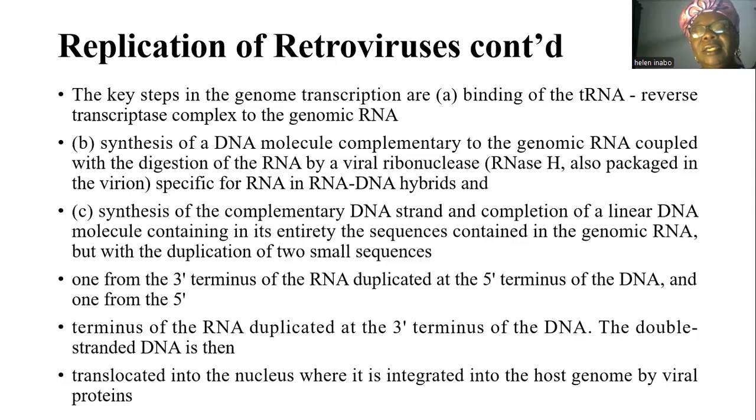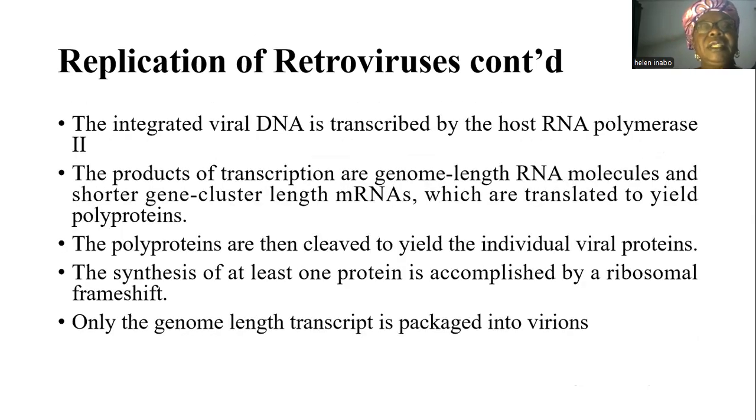molecule containing in its entirety the sequences contained in the genomic RNA, but with the duplication of two small sequences. One from the 3' terminus of the RNA duplicated at the 5' terminus of the DNA, and one from the 5' terminus of the RNA duplicated at the 3' terminus of the DNA. The double-stranded DNA is then translocated into the nucleus, where it is integrated into the host genome by viral proteins. The integrated viral DNA is then transcribed by the host RNA polymerase. The products of transcription are genome-length RNA molecules and shorter gene cluster-length messenger RNAs, which are translated to yield polyproteins. The polyproteins are then clipped to yield the individual viral proteins. The synthesis of at least one protein is accomplished by a ribosomal frameshift. Only the genome-length transcript is packaged into virions.